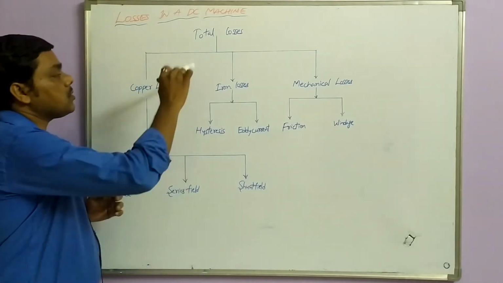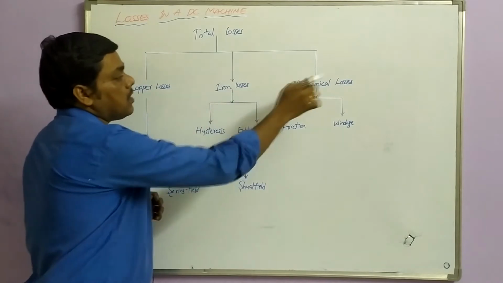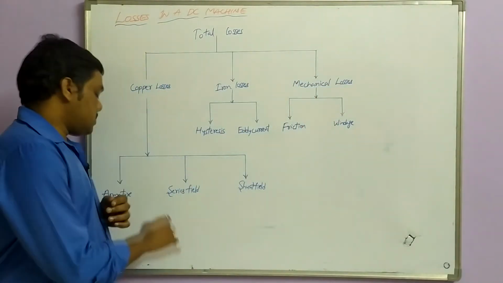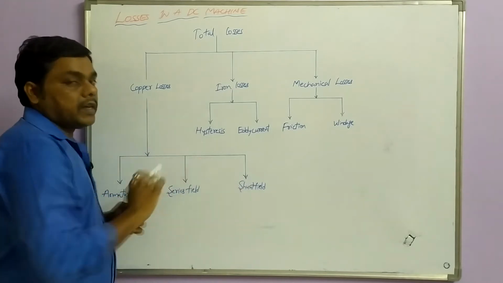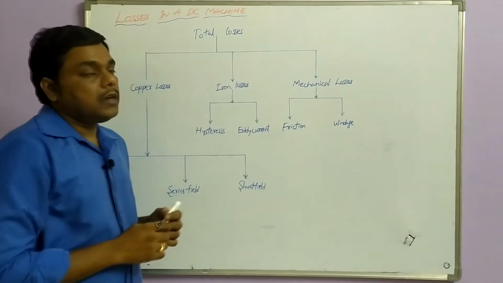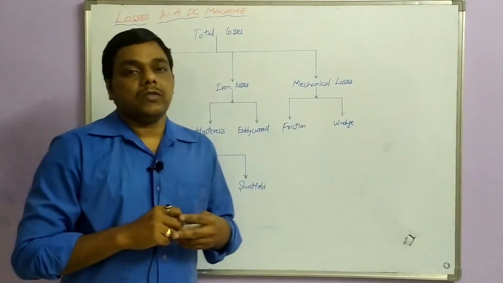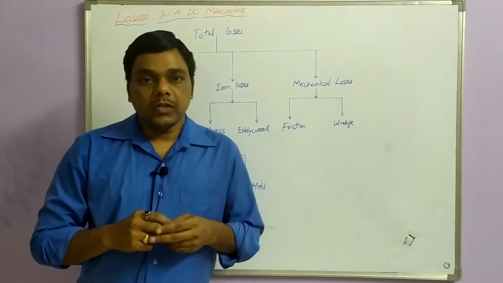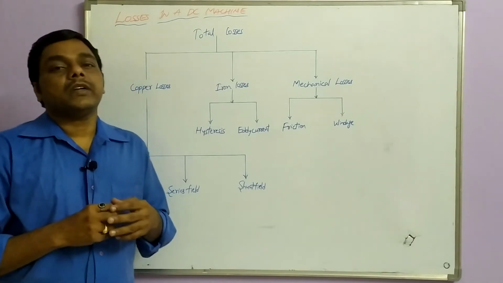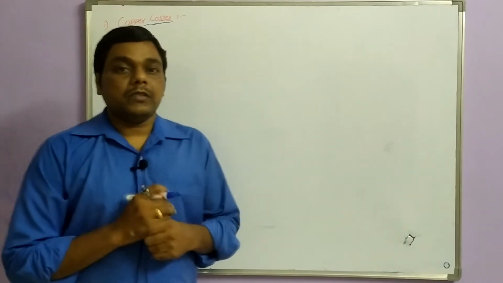So major types of DC machine losses are copper losses, iron losses, and mechanical losses. Again, copper losses are armature, series field, and shunt field. Iron losses are hysteresis and eddy current, and mechanical losses are friction and windage losses. Now we will discuss each and every loss, and also write the formulas for them. Now we will discuss the copper losses.